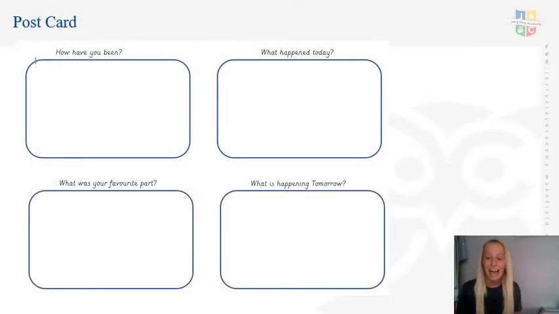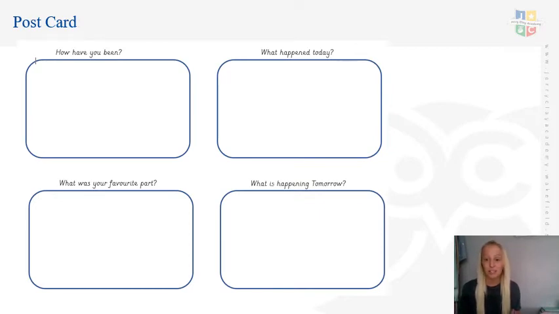Okay, so here is our plan for our postcard. So all we're going to do today is a little bit like our boxing up activity. We're just going to be putting key ideas down on what we are going to write about in our postcard. So the first box says, how have you been? How have you been feeling on your day with Grandma?